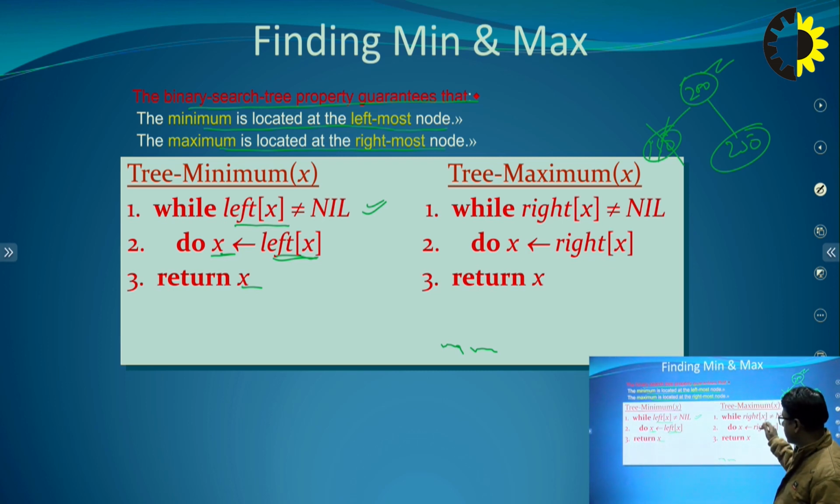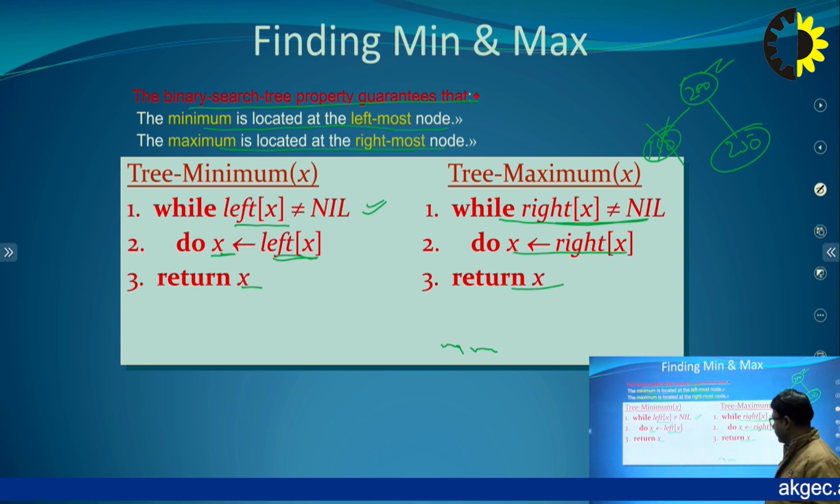And similarly, in the case of maximum, what we have to do here is check that right of x is not nil. Then only we can continue this searching operation, that is finding the maximum in the binary search tree, because the maximum resides on the right side of the subtree. What we have to do here is check this and assign the right of x into x and return the value x. It is very simple to remember these two algorithms, that is minimum and maximum.